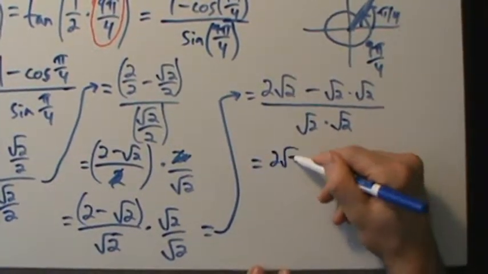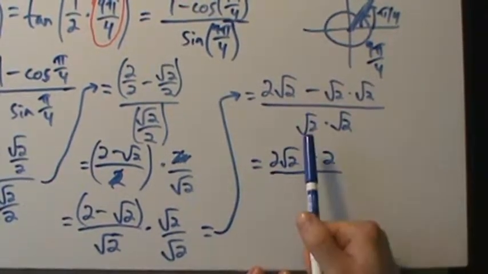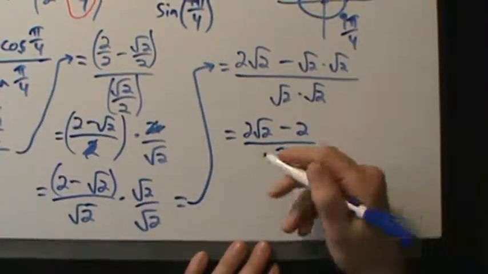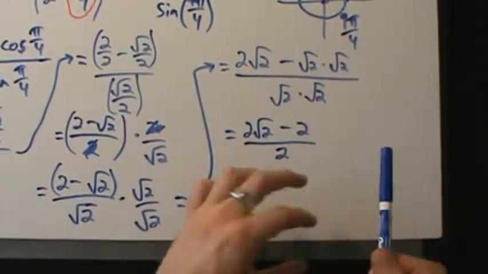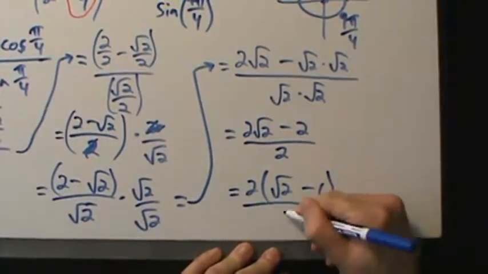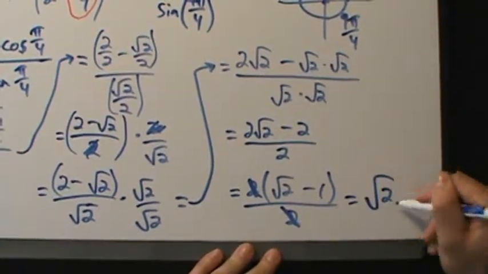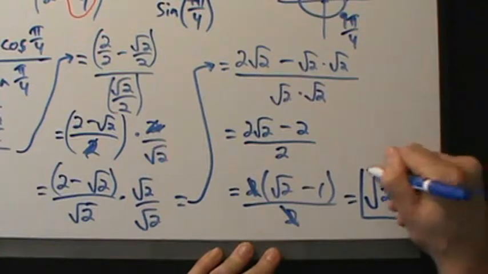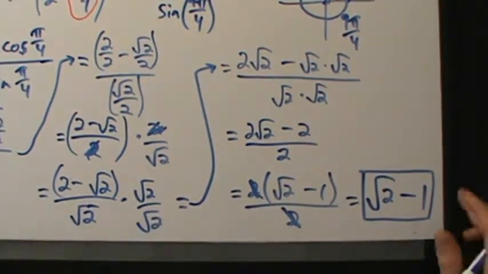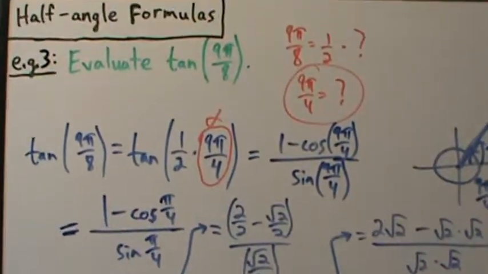Then this becomes 2 root 2 minus 2, and on the bottom we have root 2 times root 2, which is just 2. A lot of 2's. Now on the top we can factor out a common factor of 2, so that's 2 times root 2 minus 1, and on the bottom we still have that 2. Cancel, cancel. So this equals the square root of 2 minus 1, and that's our final answer for the tangent of 9 pi over 8. So that's example 3 using half-angle formulas.